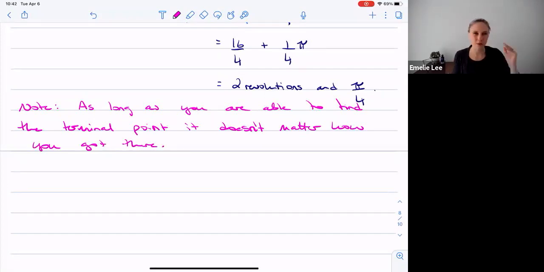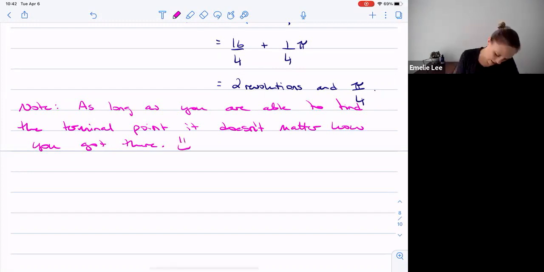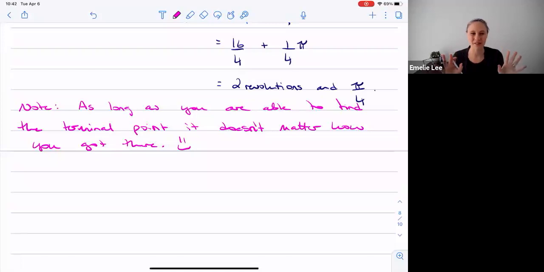So however you want to brute force it, you want to kind of get there, it doesn't matter, okay? Maybe you've got this crazy brain that just sees the unit circle and you're able to loop around really quickly. That's great. As long as you're able to find that terminal point, it doesn't matter how you got there. That's not going to be something that we're testing. We just need these terminal points for what we're doing later.